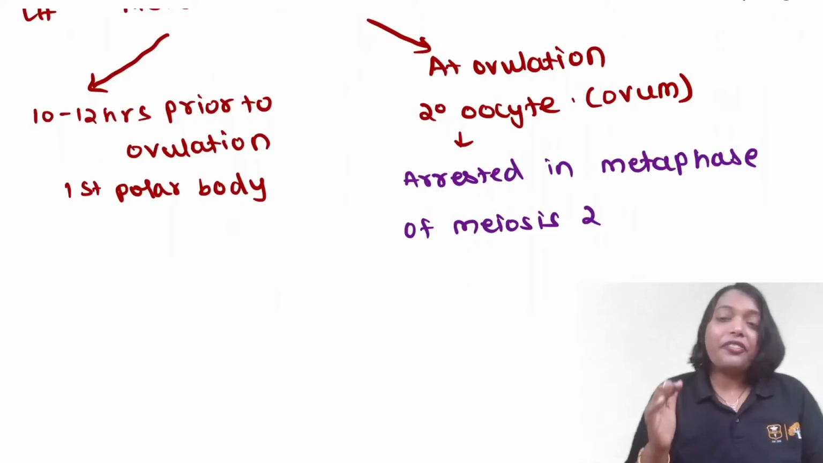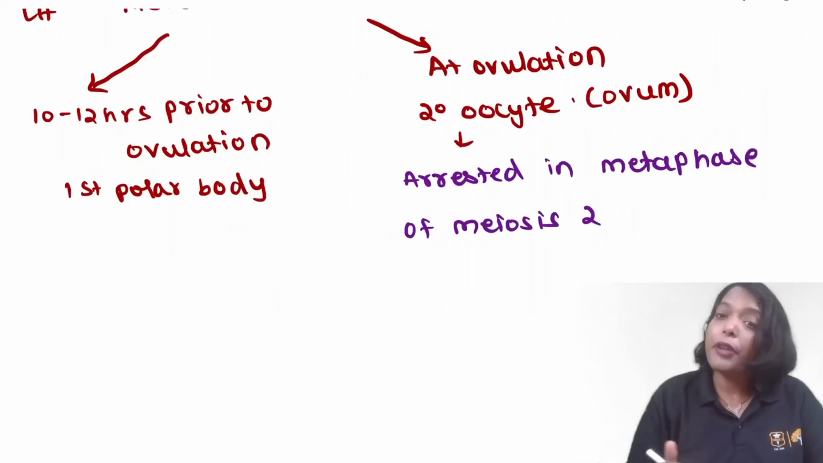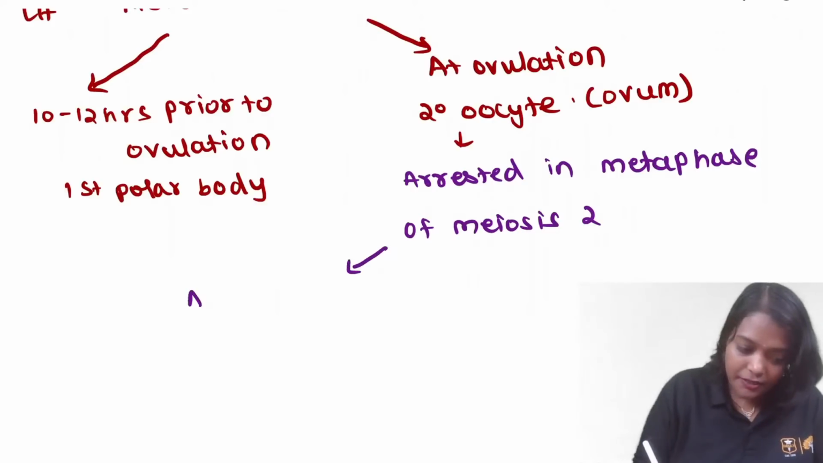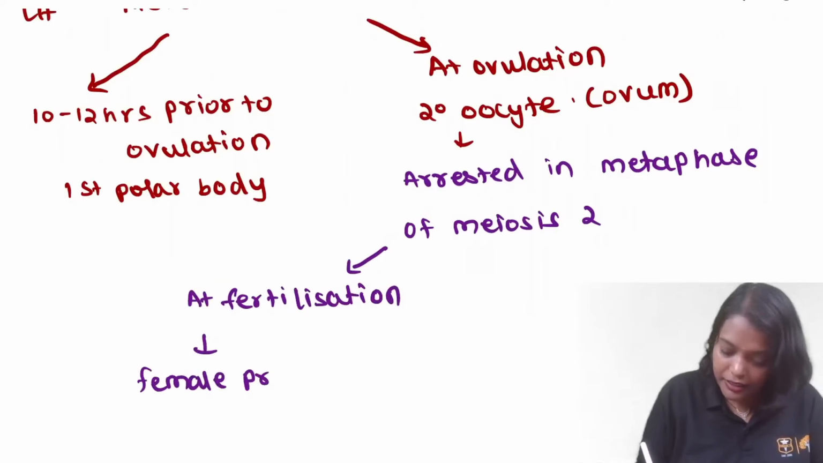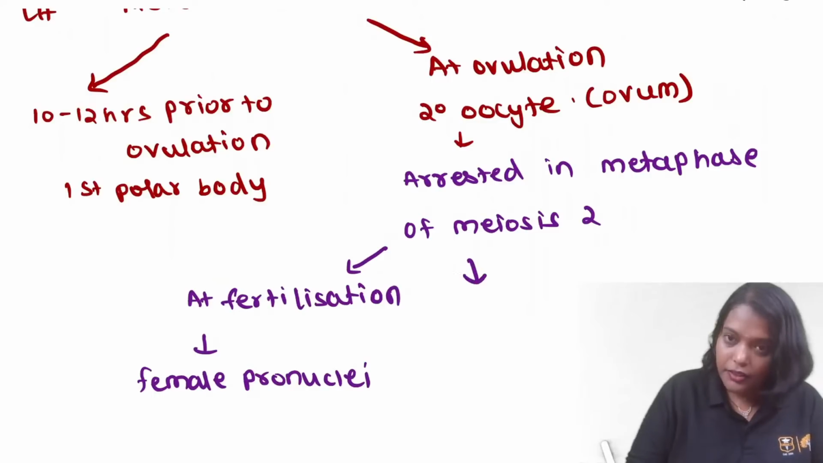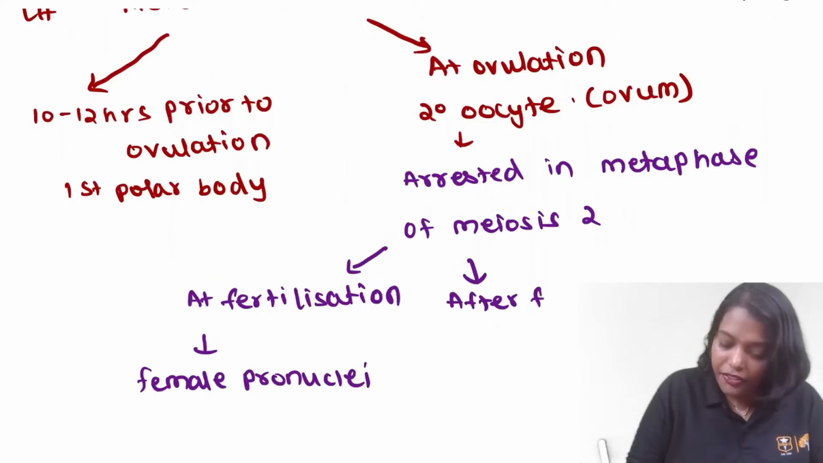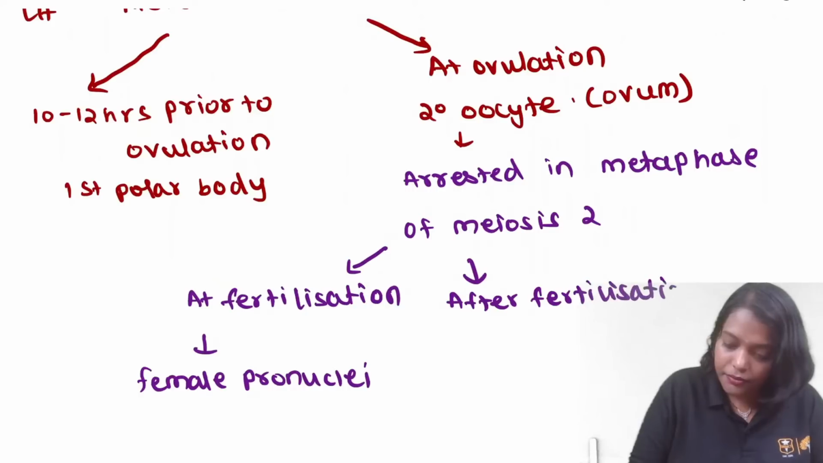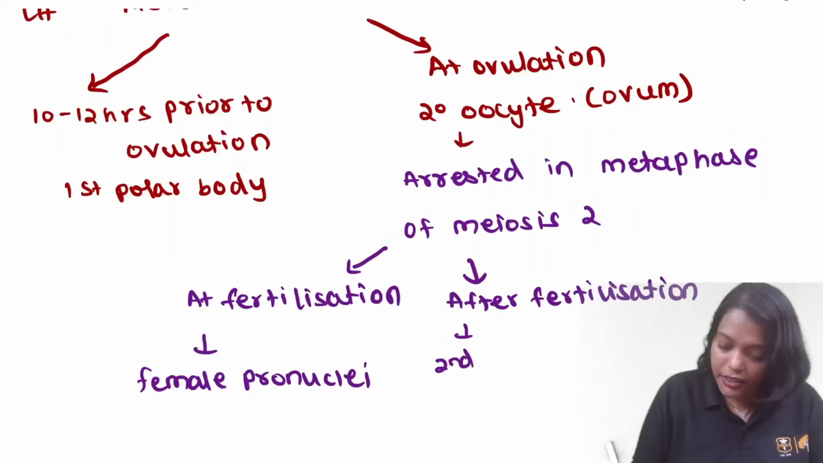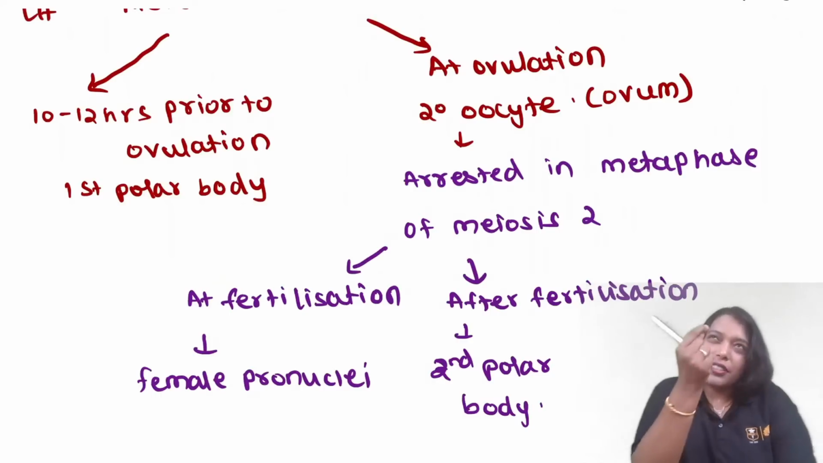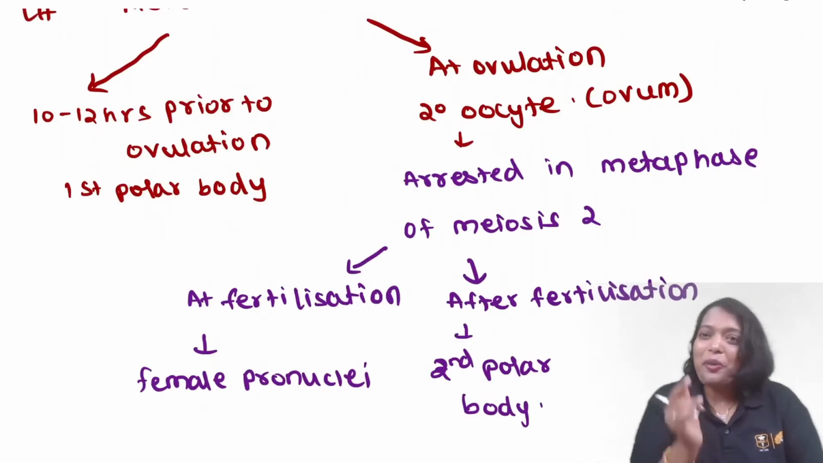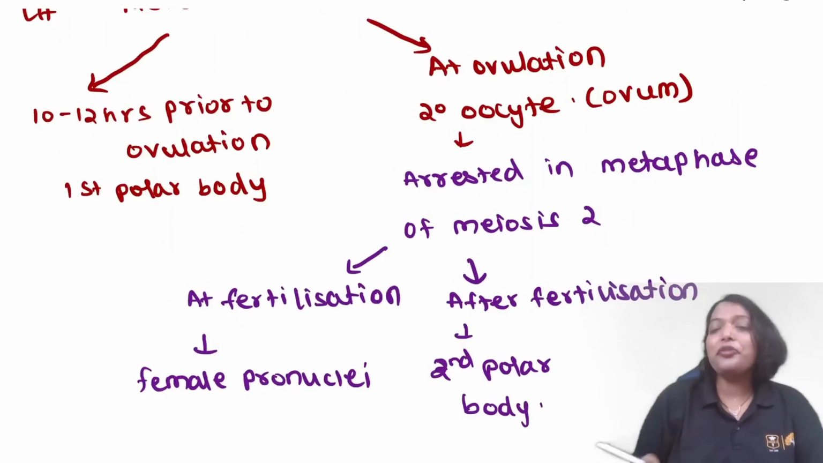Only if the sperm comes and fertilization takes place will it complete meiosis 2. So at fertilization, the female pronucleus is released. After fertilization, the second polar body is released. So I told you, women are complicated. I think you understand now, because spermatogenesis was continuous and produced millions, but here only one ovum is forming, right?